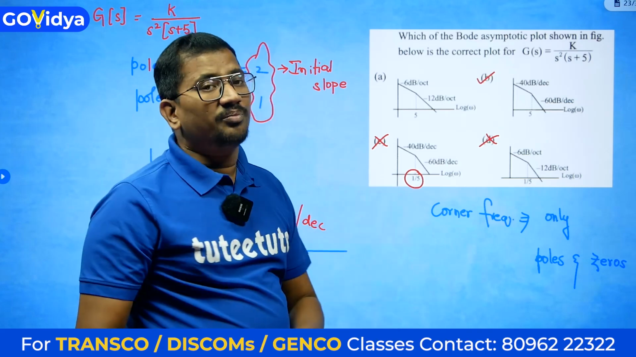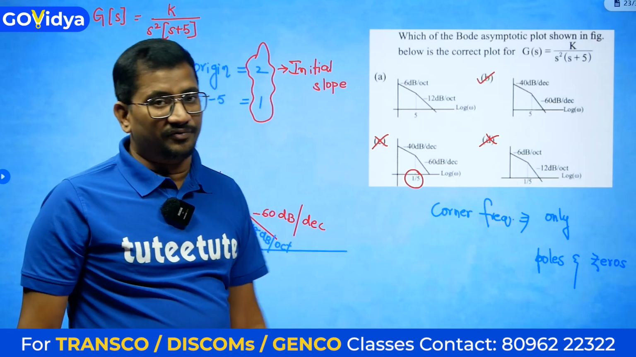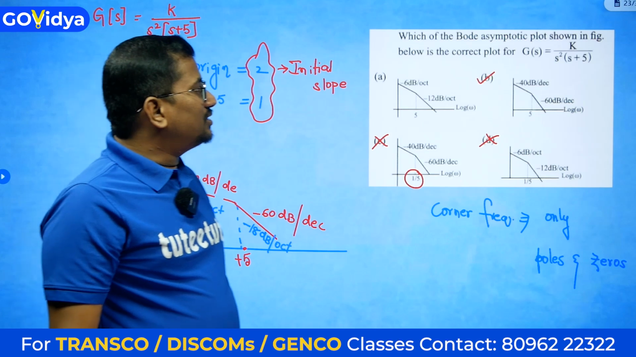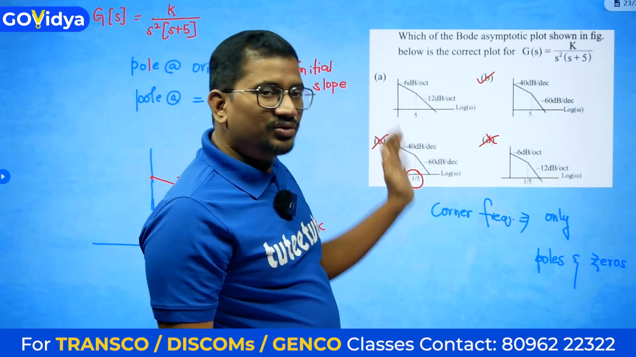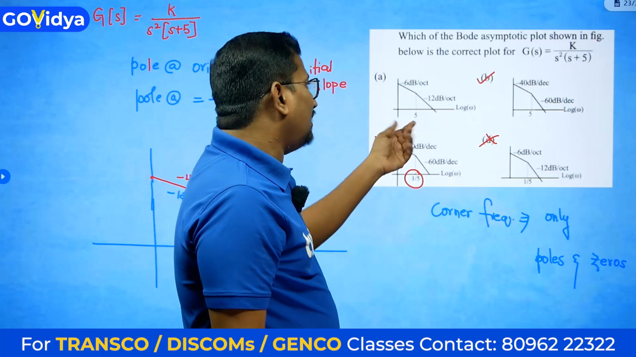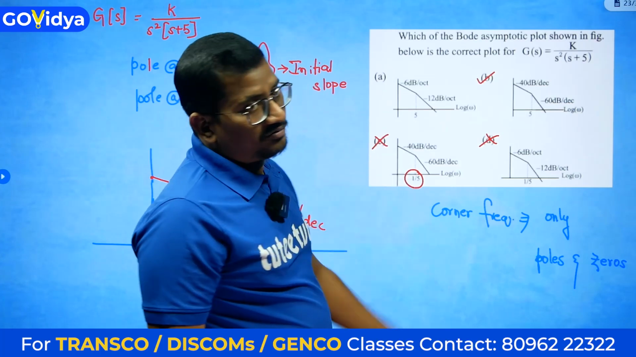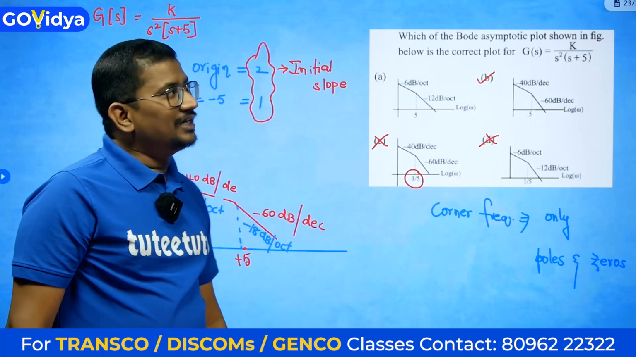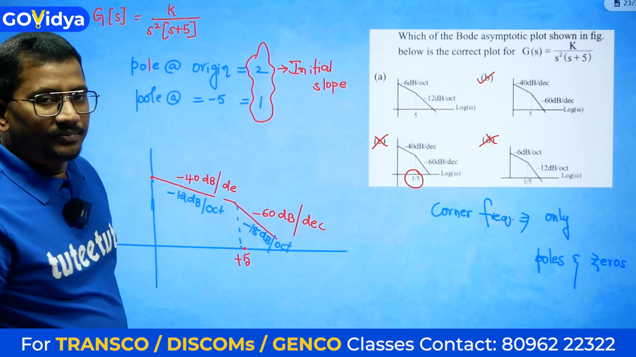You have to take this when you are representing the transfer function in time constant form. Generally what they will do is give you this kind of Bode plot and ask you to reframe its transfer function. Then you have to take the 1 by 5 form, like time constant form. Okay? So I hope this is clear.